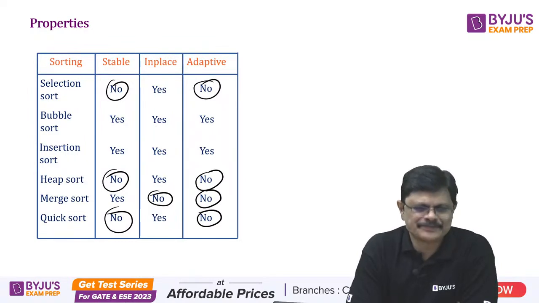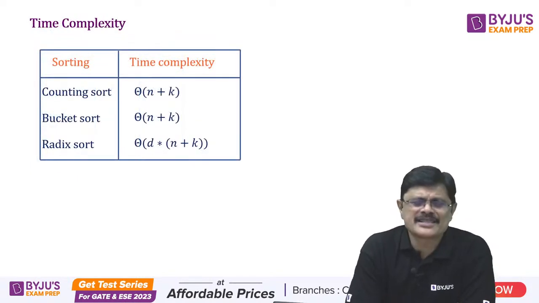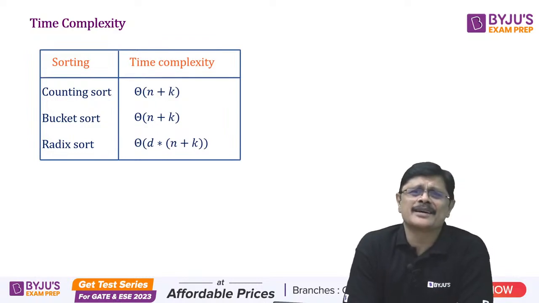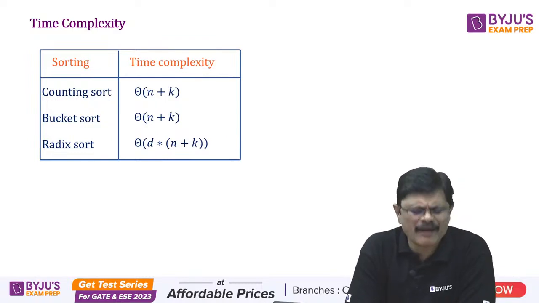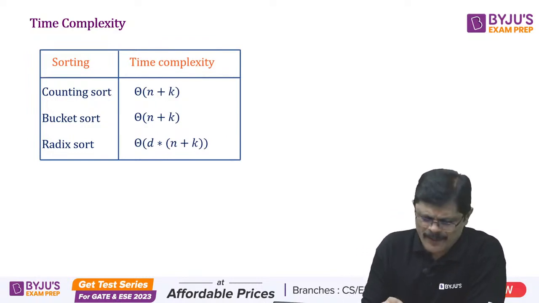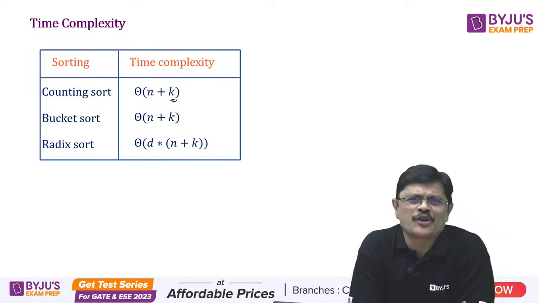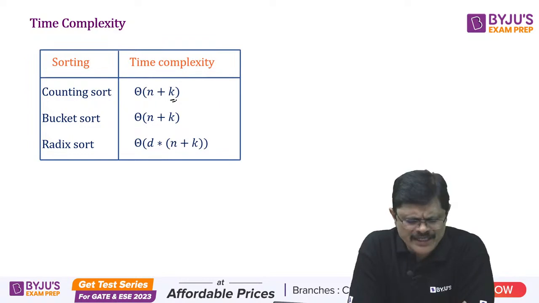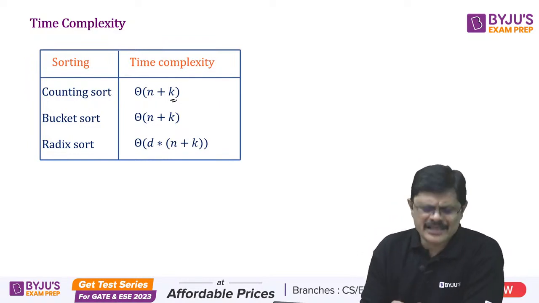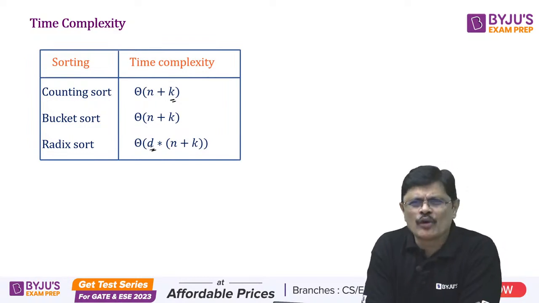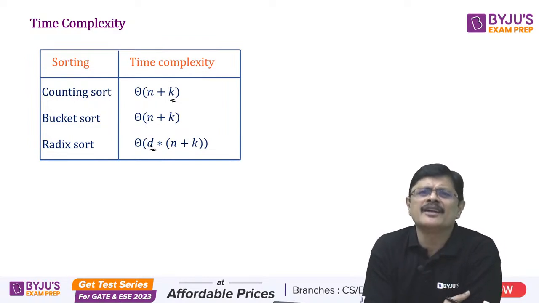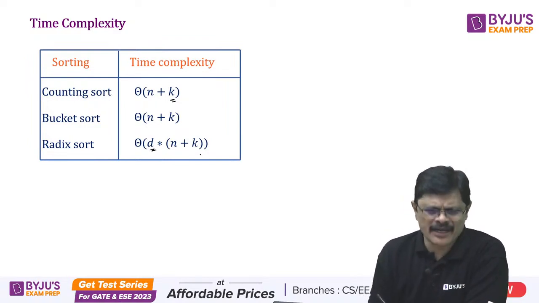Yes, Nitya. And of course, the time complexity for these index based algorithms is linear, assuming k is the size of the extra array which you are going to take, my dear friends. So counting sort is theta n plus k, bucket sort is theta n plus k, and radix sort actually uses the idea of counting sort only, where d passes will be done. So it will be d times n plus k, my dear friends.